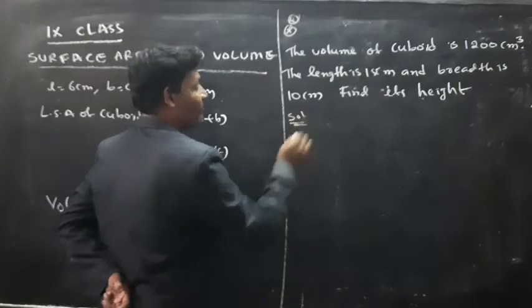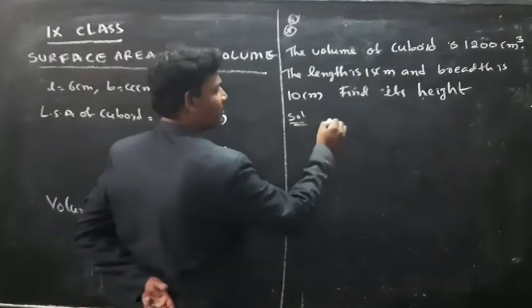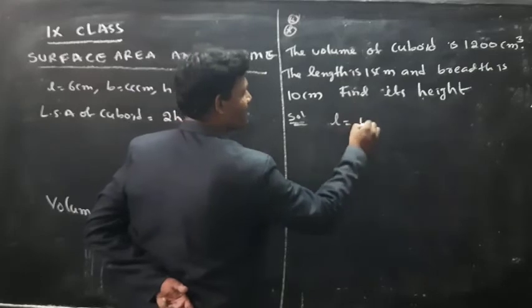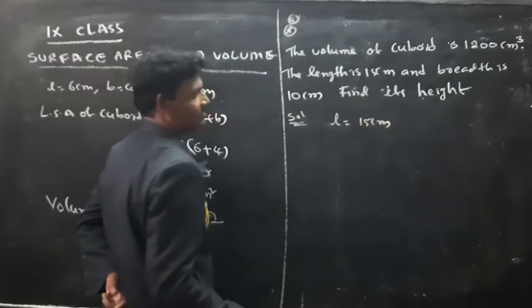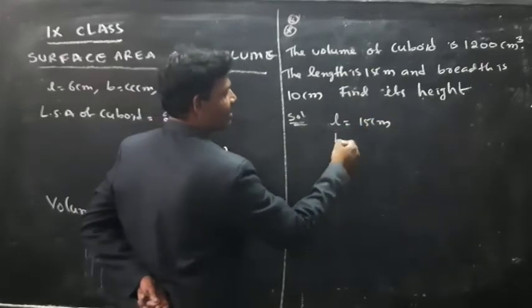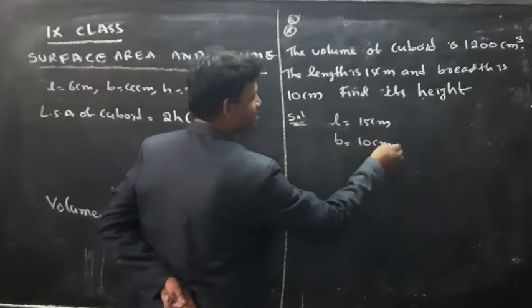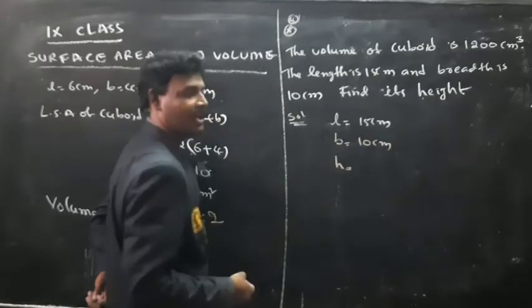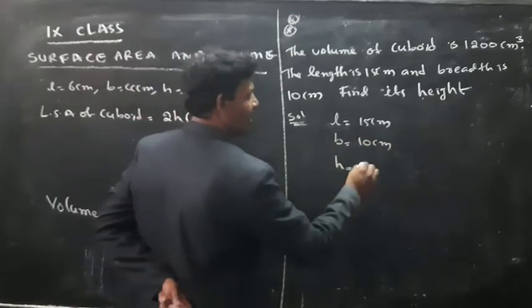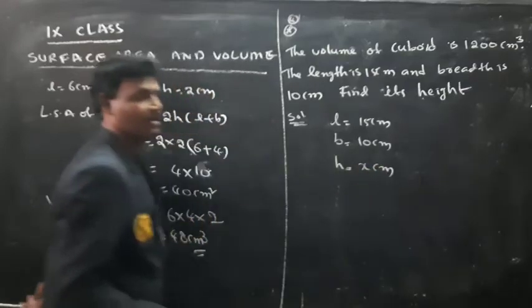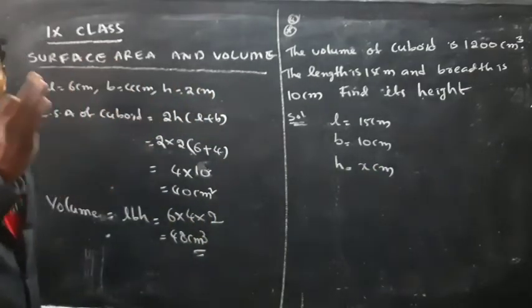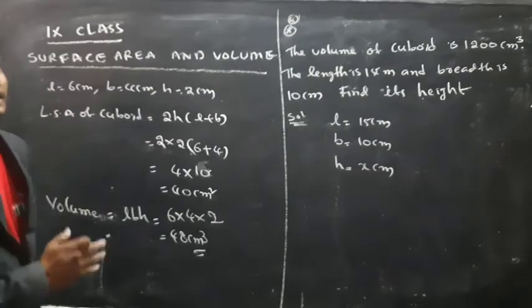Solution. First of all, what is the length of the cuboid? Length of the cuboid is equal to 15 centimeters. And also breadth of the cuboid is 10 centimeters. Here I don't know the height of the cuboid, so let that be x centimeters. So I am taking height of the cuboid is equal to x centimeters.